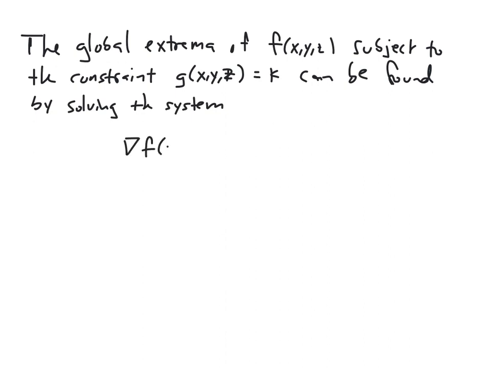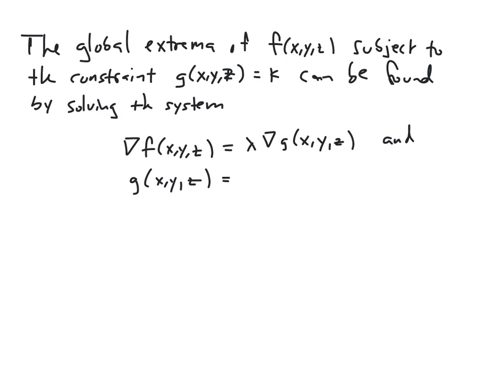The gradient of f of x, y, z equals some constant lambda times the gradient of g of x, y, z. And, of course, the constraint equation itself, g of x, y, z equals k. So this is actually a system of four equations. That first vector equation, we want to set each of the three components of the vectors equal to each other. They're the partials with respect to x, y, and z respectively.